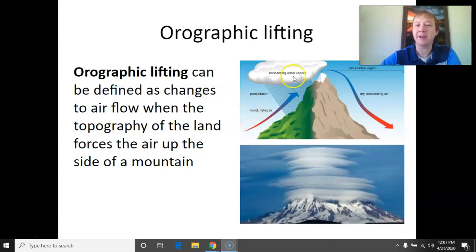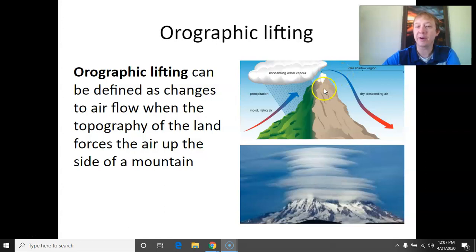So what's happening is this condensing water vapor: as these clouds approach the mountain, they get forced upwards. As they move higher in the atmosphere, they get colder, which means there's going to be more condensation. Eventually that condensation causes those particles to get big enough to fall. The problem is they will all fall on one side of the mountain, so by the time they get to the top, they're out of moisture, and then we get dry descending air.